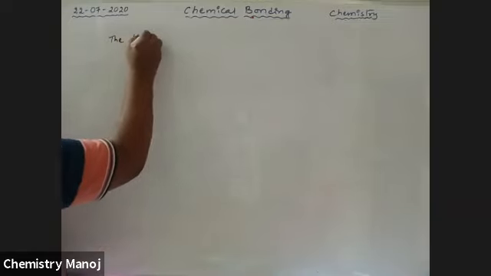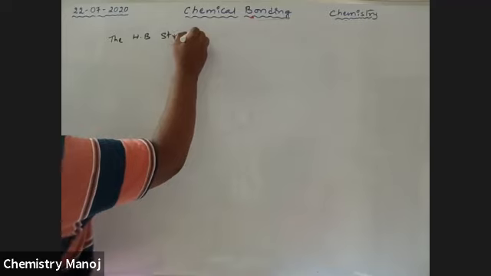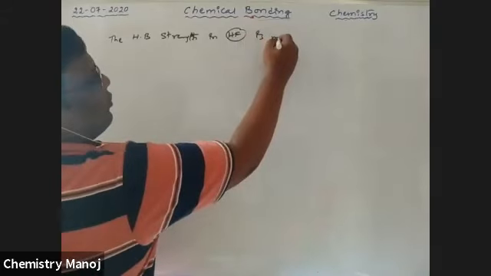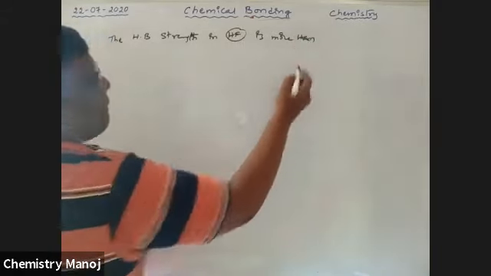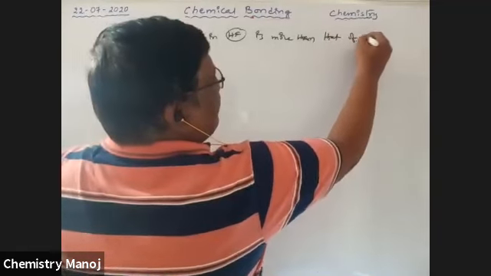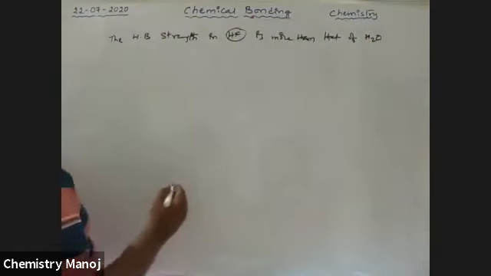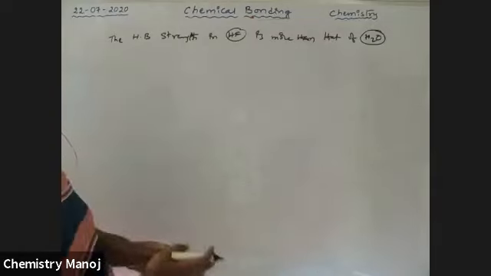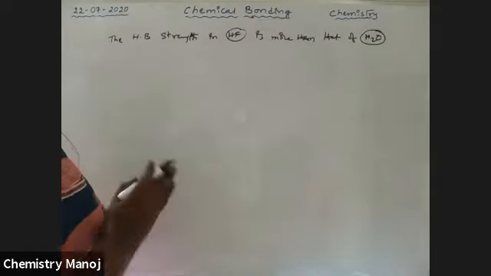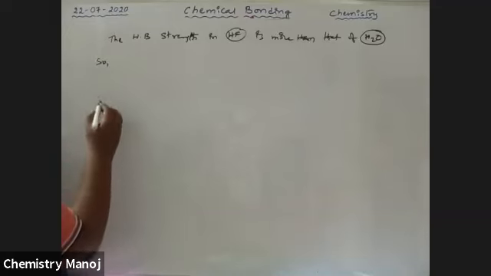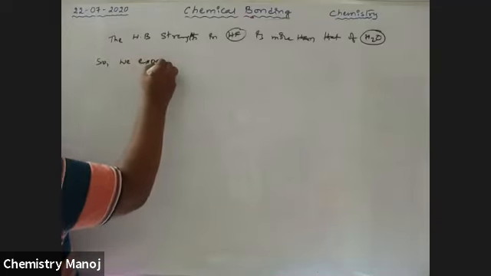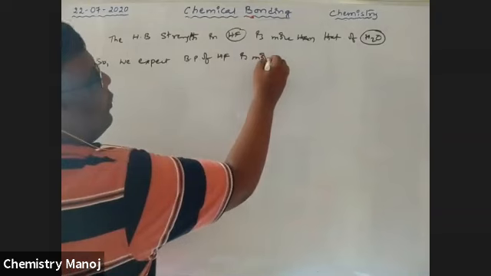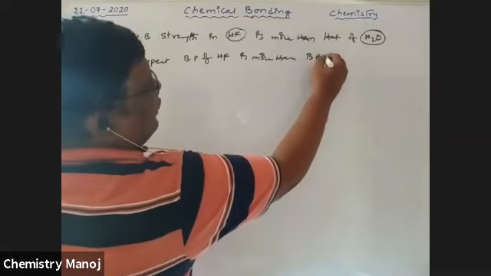The hydrogen bond strength in HF is more than that of H2O. So more hydrogen bond strength, more energy is required to break that hydrogen bond. So we expect the boiling point of HF to be more than the boiling point of H2O.